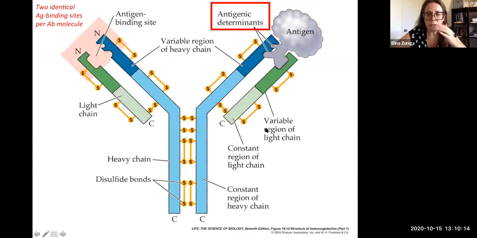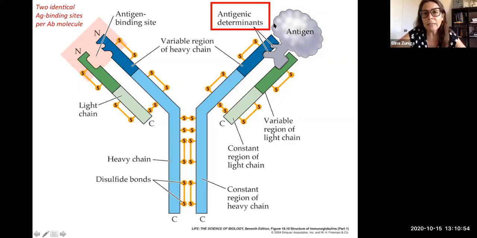Okay, so this is another cartoon to depict the same concepts. Each antibody has 2 identical heavy chains and 2 identical light chains. The variable region of the light chains and the variable region of the heavy chains will form the antigen binding sites. There are 2 identical antigen binding sites per antibody molecule, okay? So these 2 antigen binding sites will bind exactly the same antigen.